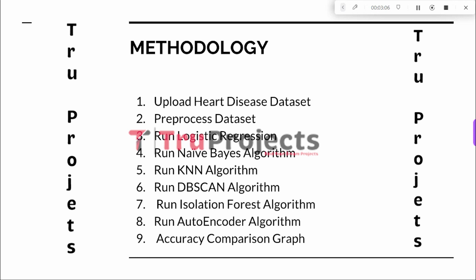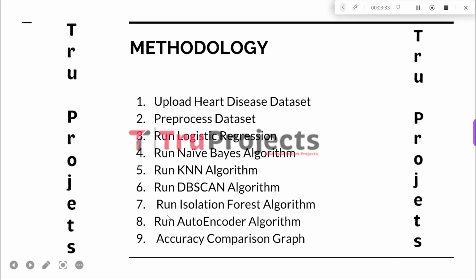And the fifth module is run KNN algorithm. This module implements the k-nearest neighbor algorithm, which classifies the new instance based on the majority class of the k-nearest neighbors in the feature space. And the sixth module is run DB-scan algorithm. The DB-scan algorithm is used in this module to identify the dense regions in the feature space to form the clusters and effectively separate the outliers from the main group.